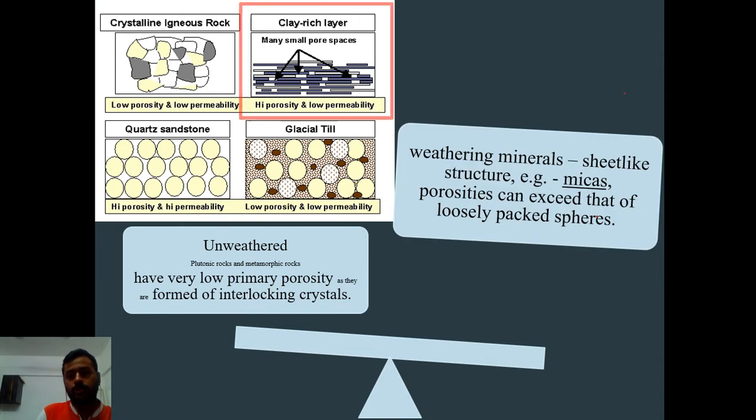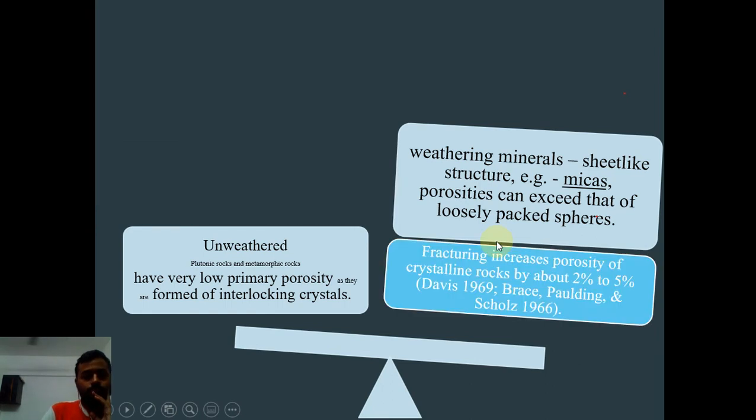Now weathering will create sheet-like minerals, sericite for example, micas, chlorites. So they can help in enhancing the porosity as they break down the closely packed crystalline grains into sheet-like minerals. Then fracturing will increase the porosity by 2 to 5%.